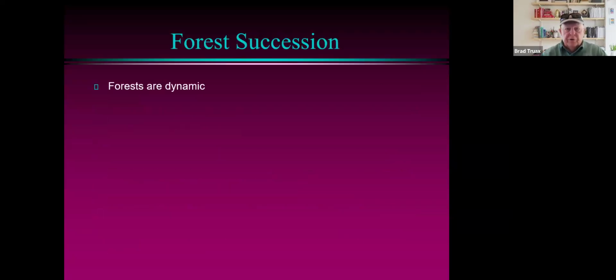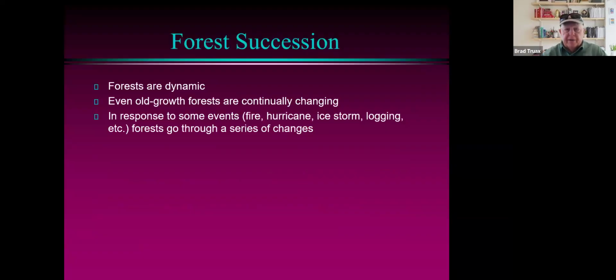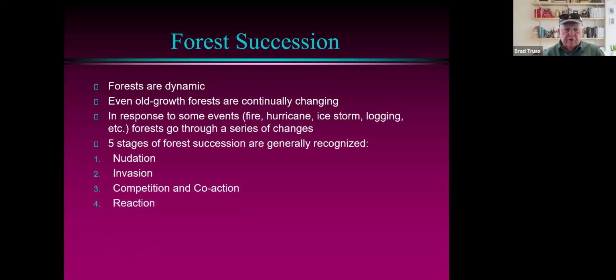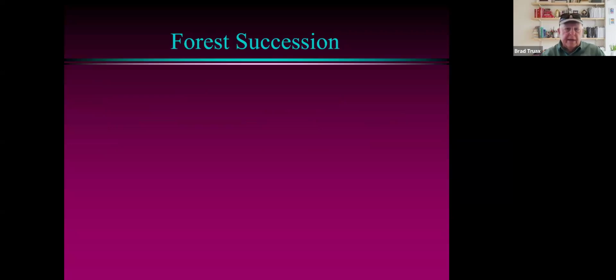Another concept is forest succession. Forests are dynamic, they're always changing. Even old growth forests, like those that we have here at Eastman, are continually changing. And in response to some events like fire or hurricane, ice storm, windstorm, logging, etc., forests go through a series of changes. And there are basically 5 stages of forest succession that are generally recognized. First is nudation, second, invasion, third is competition or coaction, fourth is reaction, and the fifth is climax or stabilization. And different wildlife species may benefit from each stage.